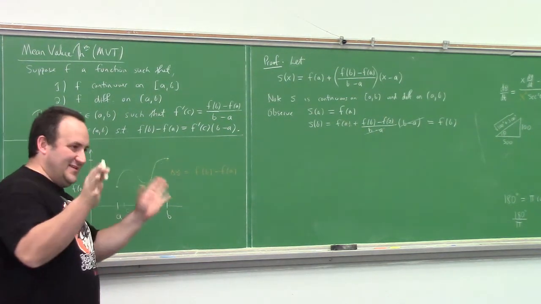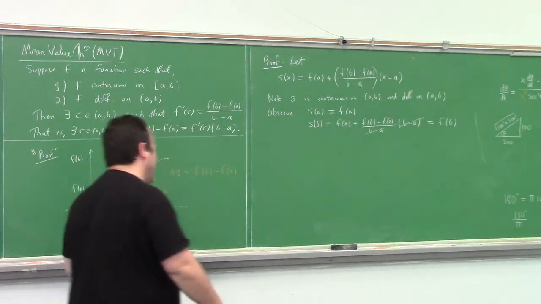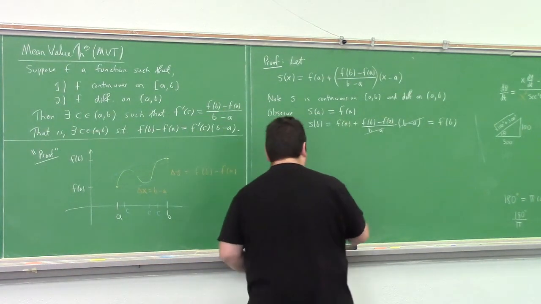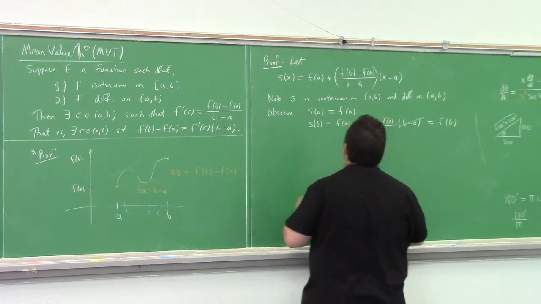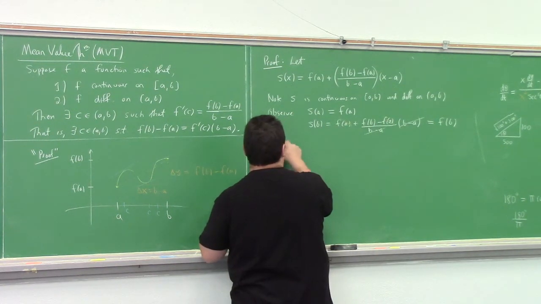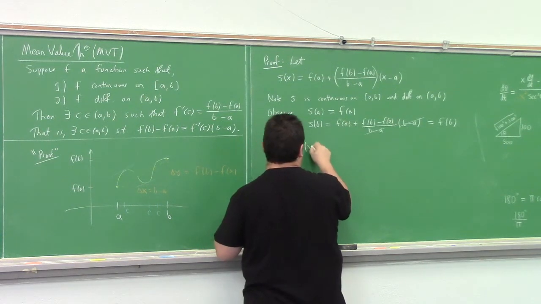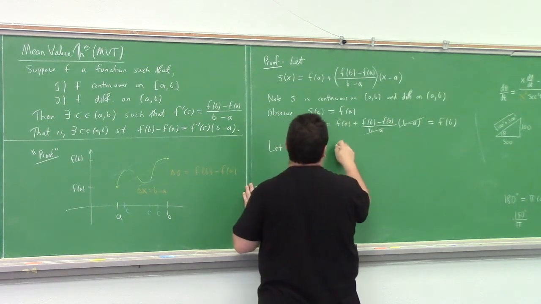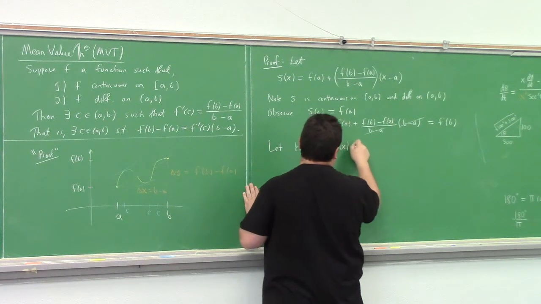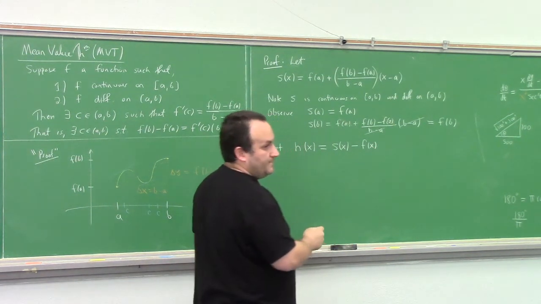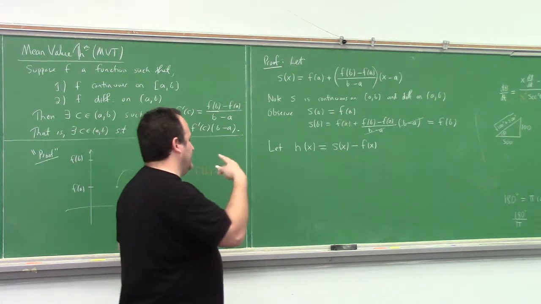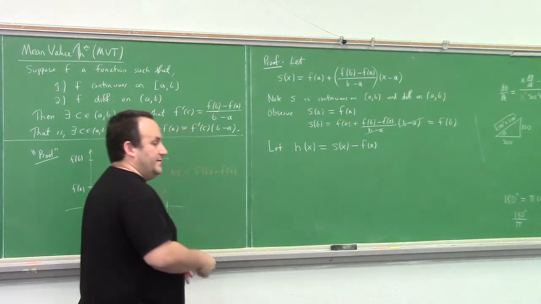All right, this is good. This is fine. I'm just like, this doesn't get me the theorem I need. All right, so great. So we need to construct yet something else. Let h of x equal s of x minus f of x. Actually, well, it's fine. How about this function?